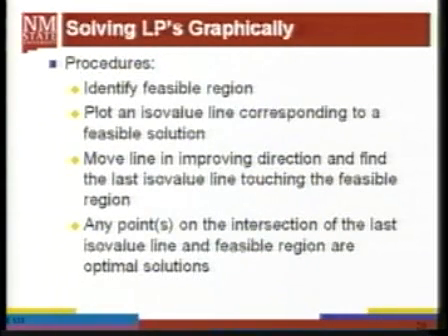And this slide shows the required steps of the graphical method for any linear programming model. Okay? So first of all, you need to identify the feasible region, and then plot an iso value line corresponding to a feasible solution, and move this line in the improving direction and find the last iso value line which intersects the feasible region. Okay? And any points on the intersection of the last iso value line and the feasible region are the optimal solutions for the given problem. Okay?